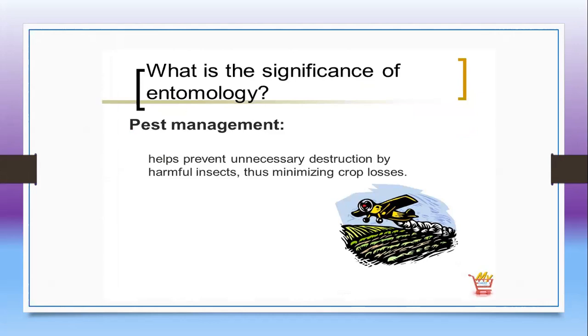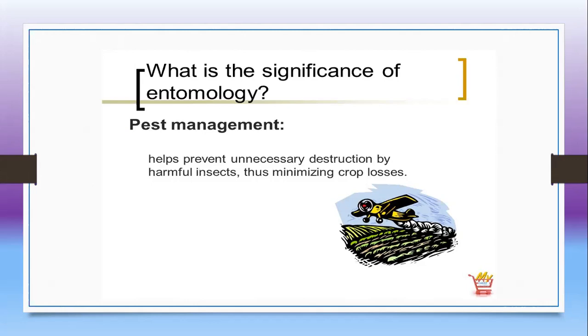Entomology helps prevent unnecessary destruction by harmful insects, thus minimizing the crop losses. So that comes under IPM. So what is IPM? Integrated Pest Management. Let me tell about this in short in this class. Integrated Pest Management is an effective and environmentally sensitive approach to pest management that relies on a combination of common sense practices.